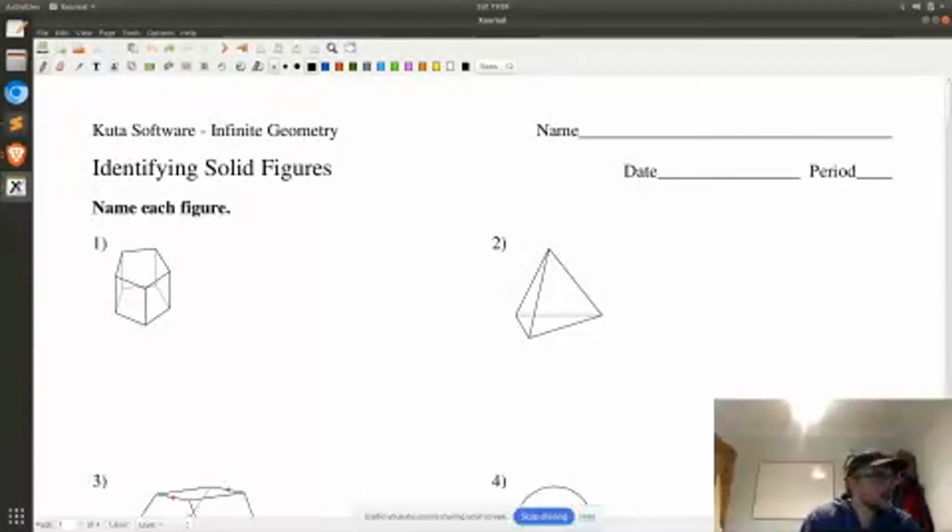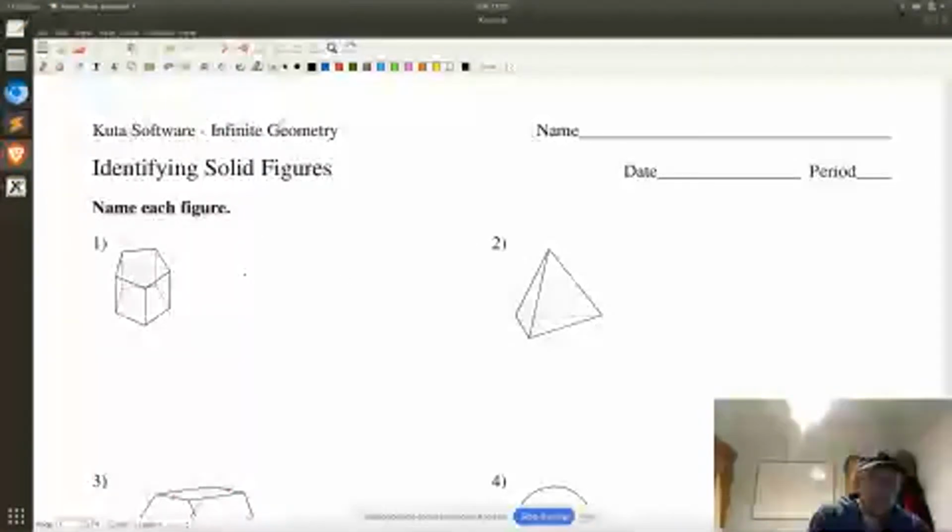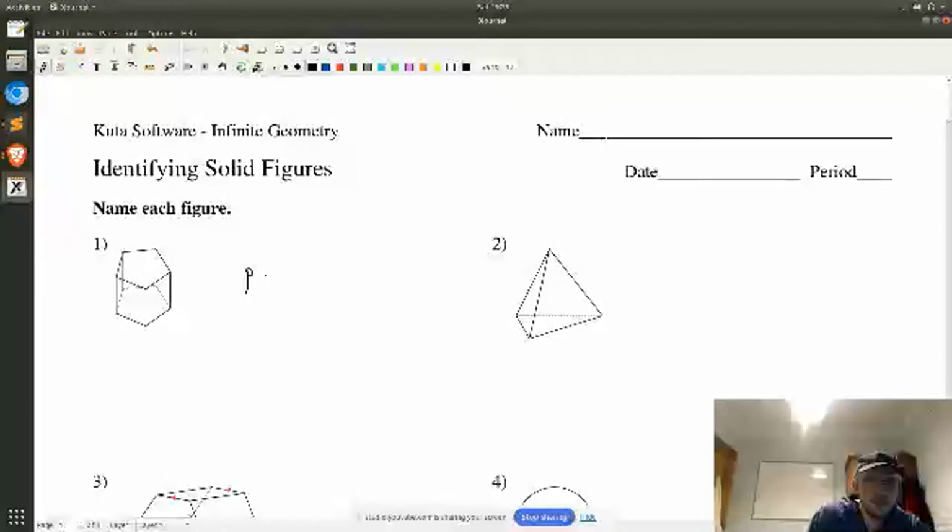Naming and identifying solid figures. We've got 16 questions to contend with, so let's get started. So this, I believe, is a pentagonal prism.